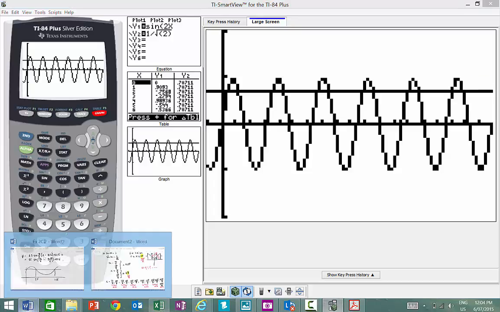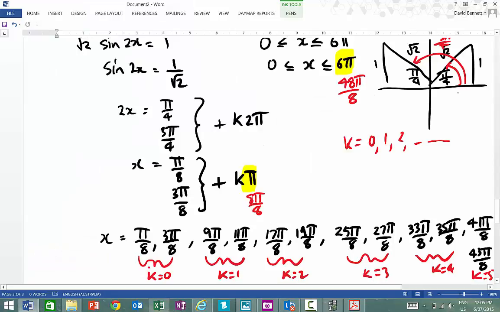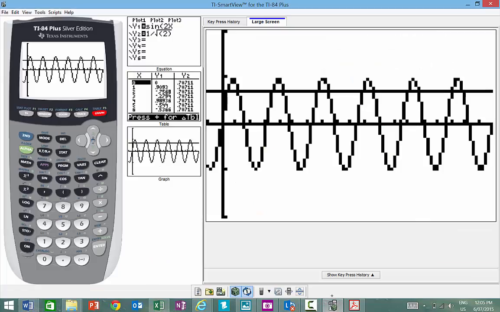Now, did that match what I had over here? Did I get 12 points? Yes, I did. I got 2, 4, 6, 8, 10, 12. Because remember, we went up to k equal 5. So that matches exactly what I'm expecting to see with that. So my curve fixes the period.